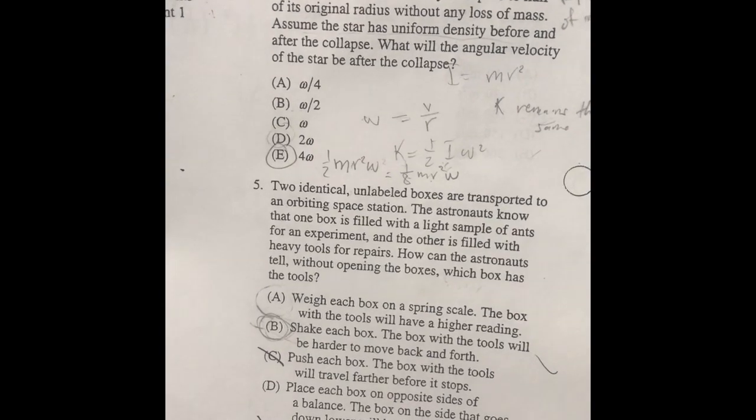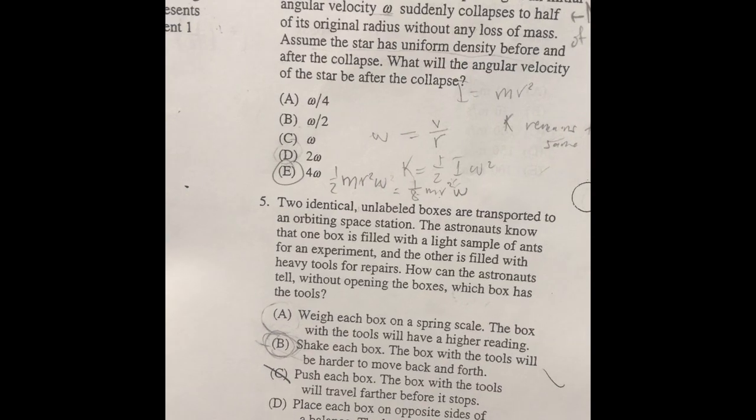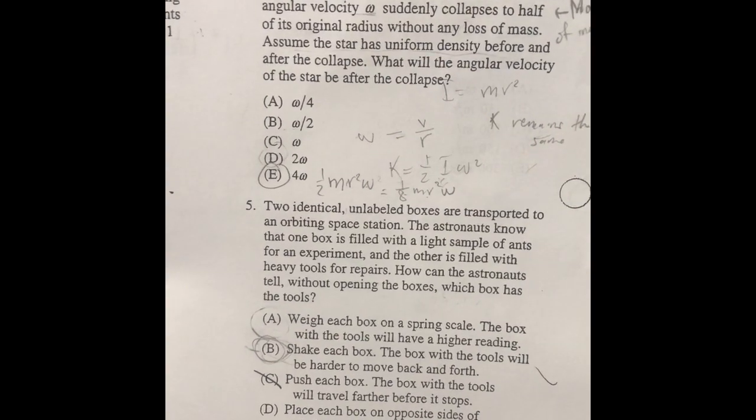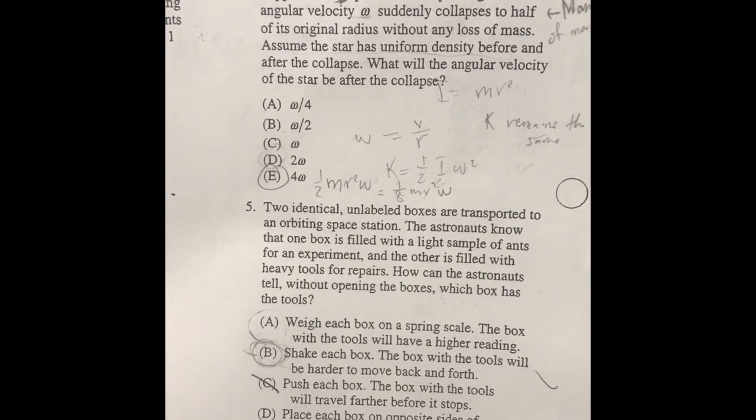So now we can apply these concepts to problem number 4, which is: suppose that a spherical star spinning at initial angular velocity omega suddenly collapses to half its original radius without any loss of mass. Assume the star has uniform density before and after the collapse. What will the angular velocity of the star be after the collapse?